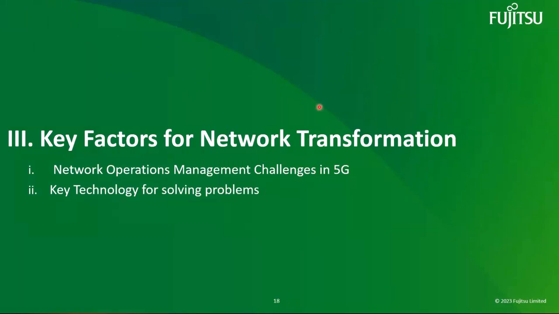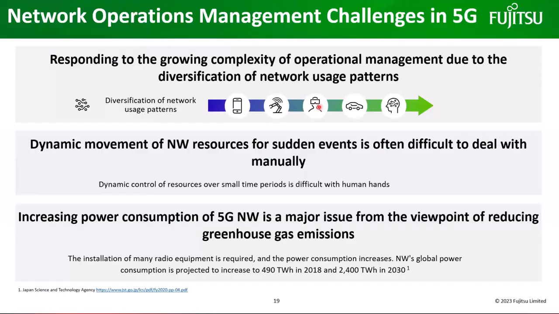Okay, next I would like to talk about the direction of our technology. The following issues should be addressed in relation to 5G network. First, dealing with increasing operational complexity. And second, to provide a fast, flexible, and available service foundation. Third, the installation of many radio equipment is required, and the power consumption increases. So, lower power consumption for 5G and beyond 5G network will be needed.